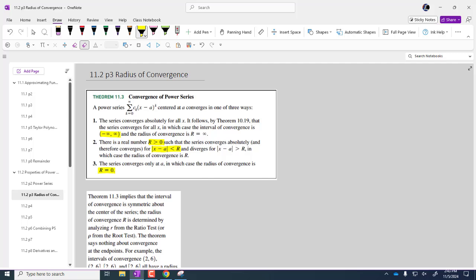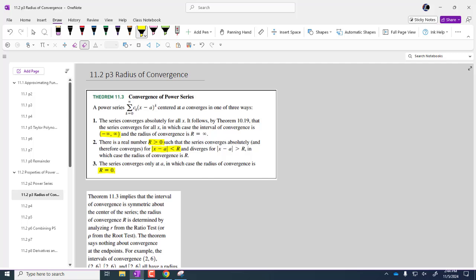So on the boundary, things can be weird. If you have your interval of convergence and you've got your two boundary points, it's possible that you have no convergence, both converge, or one diverges. You can have all options. So endpoints are always going to be tested separately.